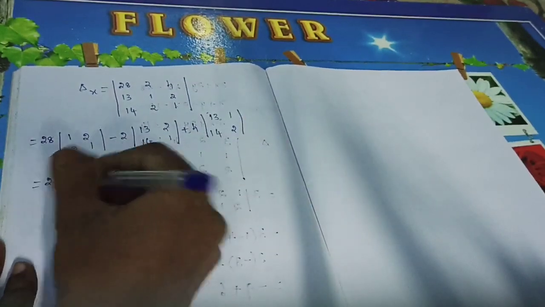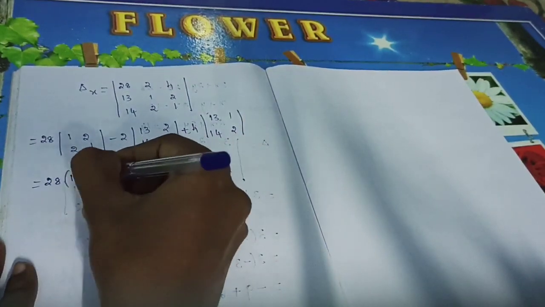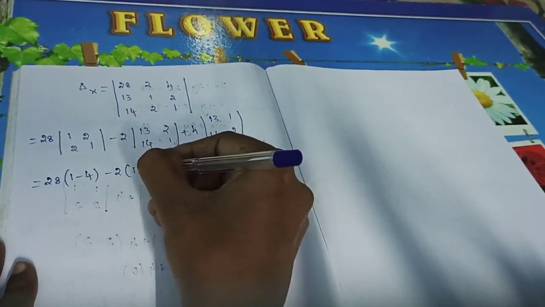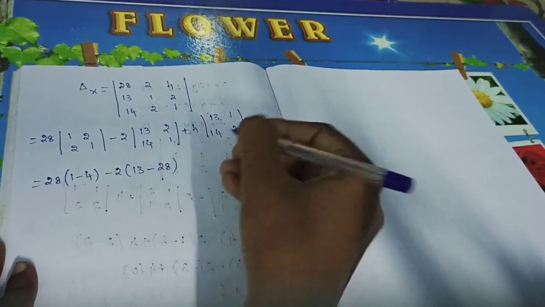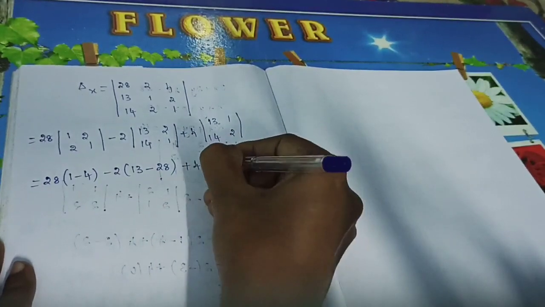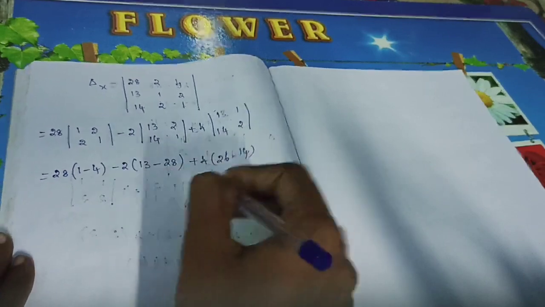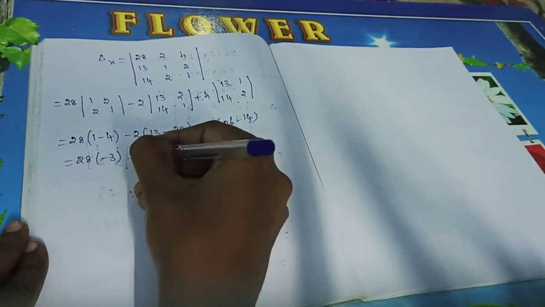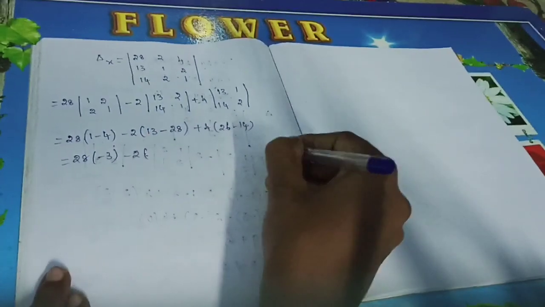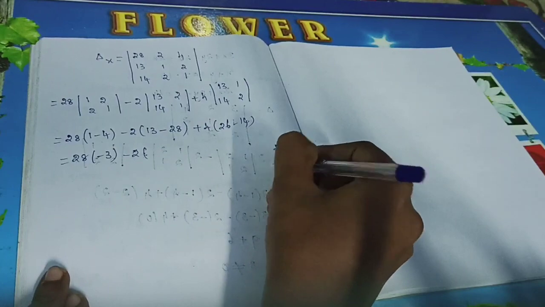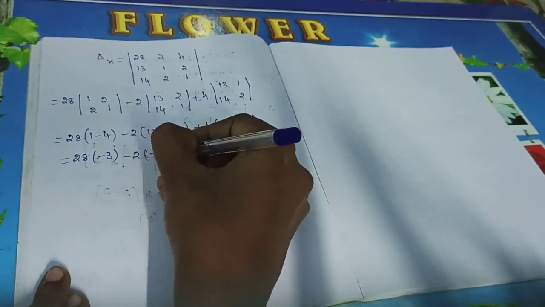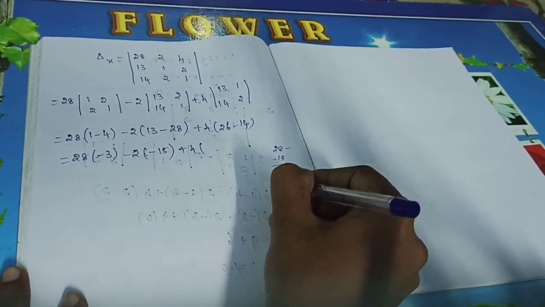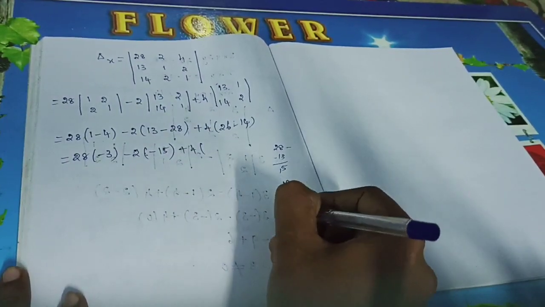That is equal to 28 into (1 into 2, 1 is 1, 1 minus 4), minus 2 into (13 into 1 means 13, minus 14 into 2 means 28), plus 4 into (13 into 2 means 26, minus 14). Do it very carefully. That is equal to 28 into minus 3, minus 2 into (13 minus 28), so 13 minus 28 means minus 15, then plus 4 into (26 minus 14), that is 12.